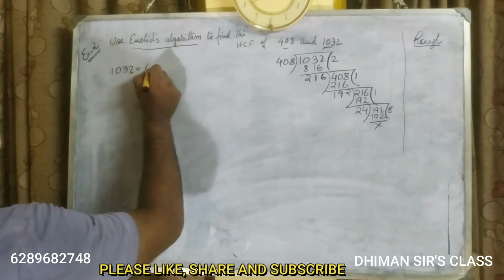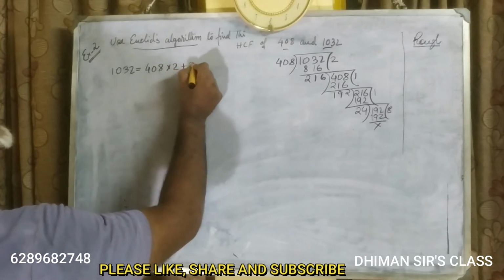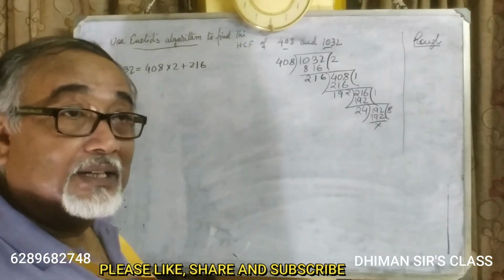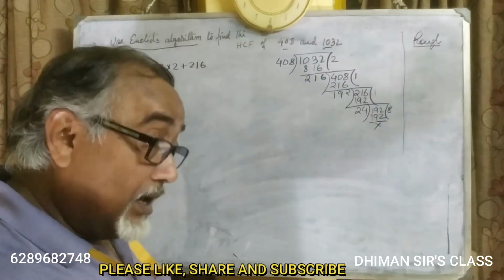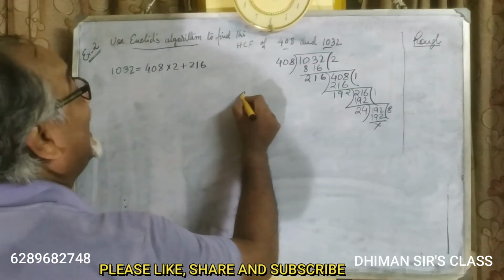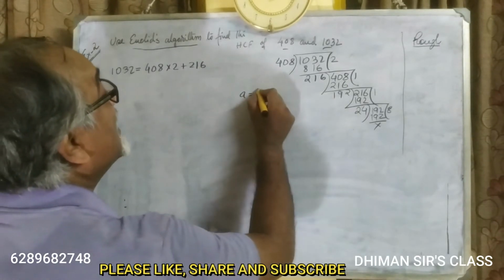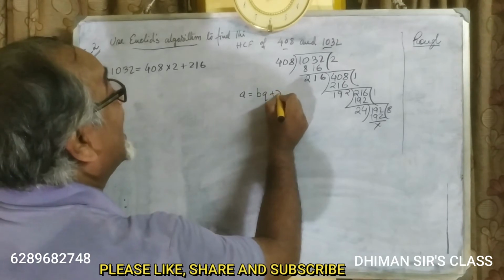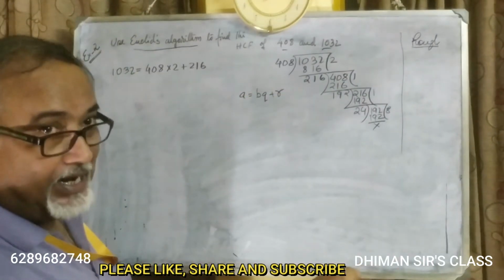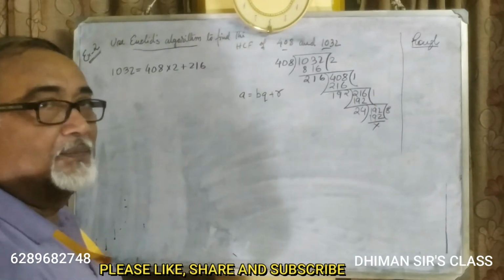So, 408 into 2 plus 216. In our Euclid's division lemma, what we saw, A is equal to BQ plus R in our previous video. If you have not seen, please go back. I would recommend you to go back to that video, see that, understand that, and then come to this.